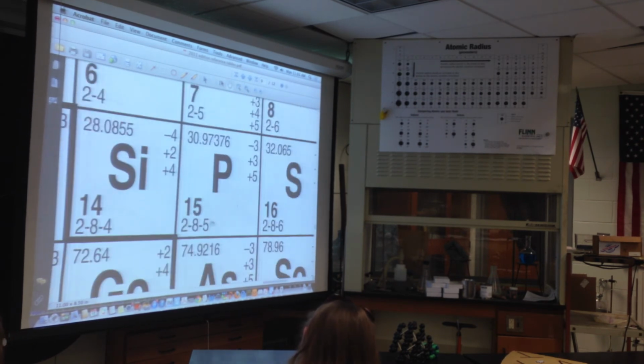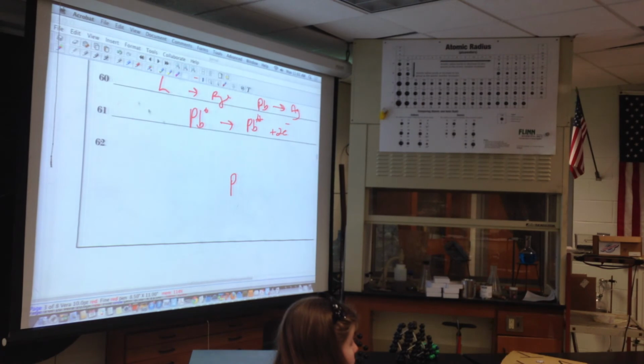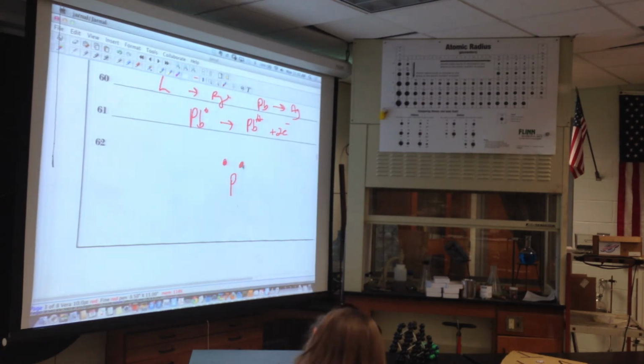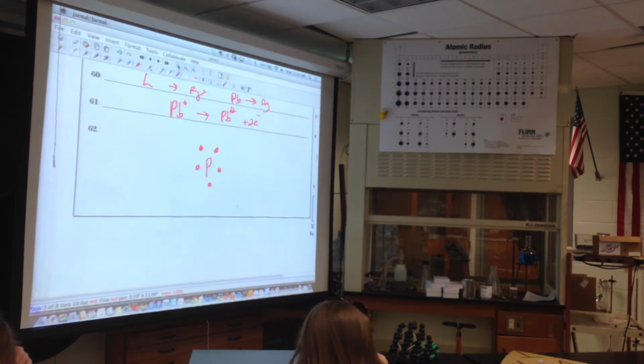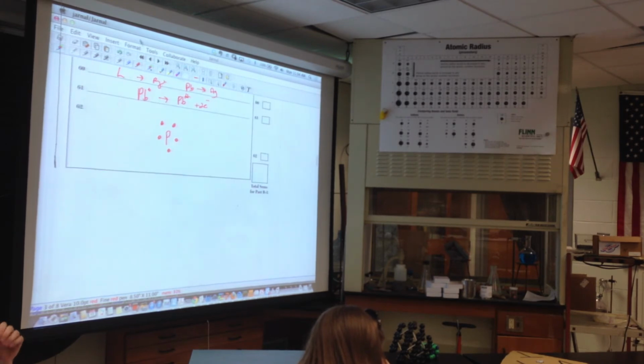2-8-5 has 5 valence. 5 dots. You do not draw the dots for the other electrons. These electrons are called kernel electrons. They're not available, so only 5 dots. That's all they wanted. Very simple. So I count, I don't care where you put the dots, as long as you have 5. Now, if they wanted P negative 3, you'd have to add 8, because it gained 3. Okay. So moving forward.